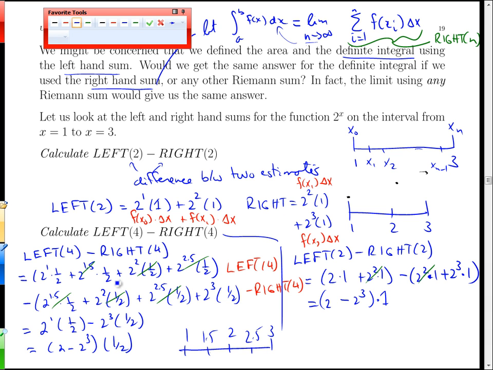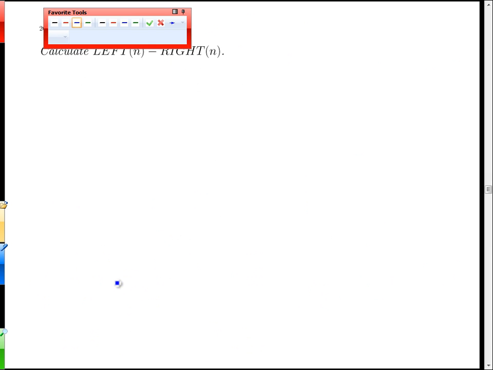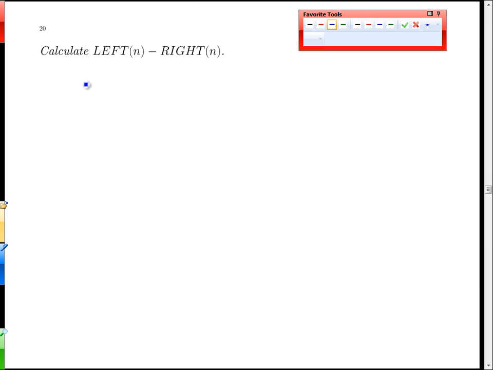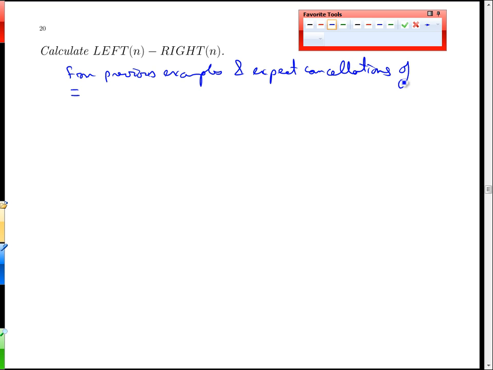All right. Now let's see if we can generalize this to the n case. I would argue, from the previous examples and the expected cancellations of the common terms, what are we going to get there?